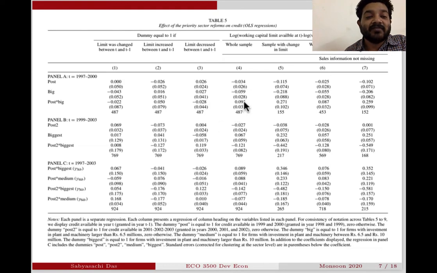So now relative to the last period, big firms are growing faster compared to the small firms. That's what this captures. This captures that big firms' capital growth is 9.5 percentage points greater in the post period, right? And that's statistically significant.